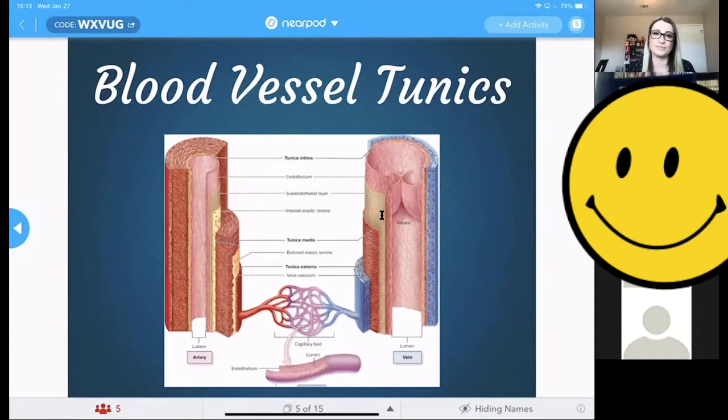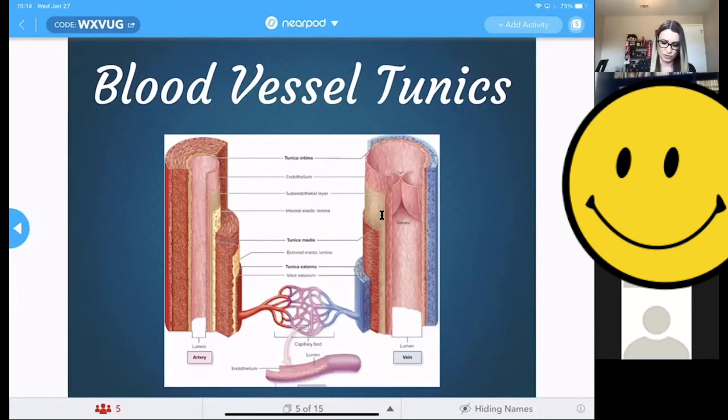On the vein, you can see that we don't have the elastic layer, but we still have the endothelium and the basement membrane. So on the vein, tunica intima has endothelium and basement membrane, but no elastic lamina, because there's not a distinct layer in veins usually. In most veins, there is not. So that's our tunica intima.